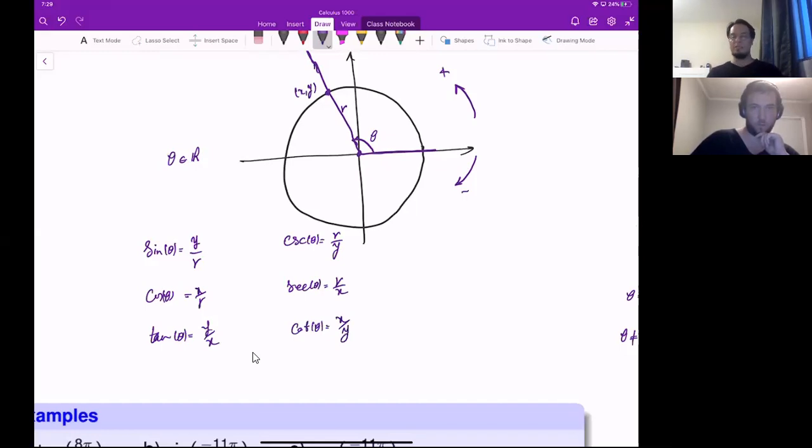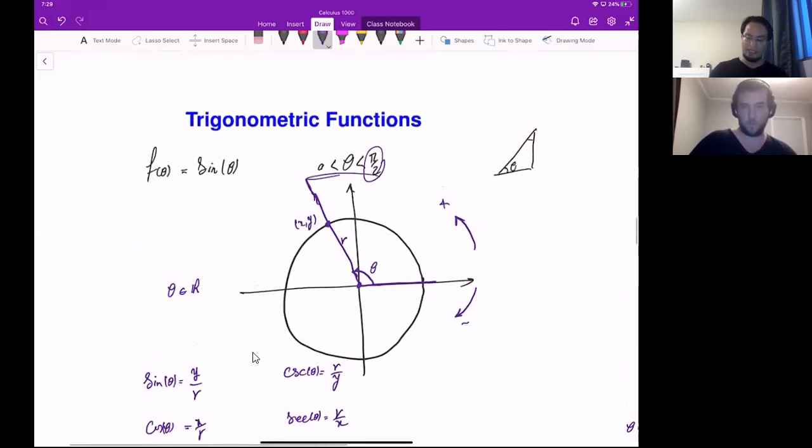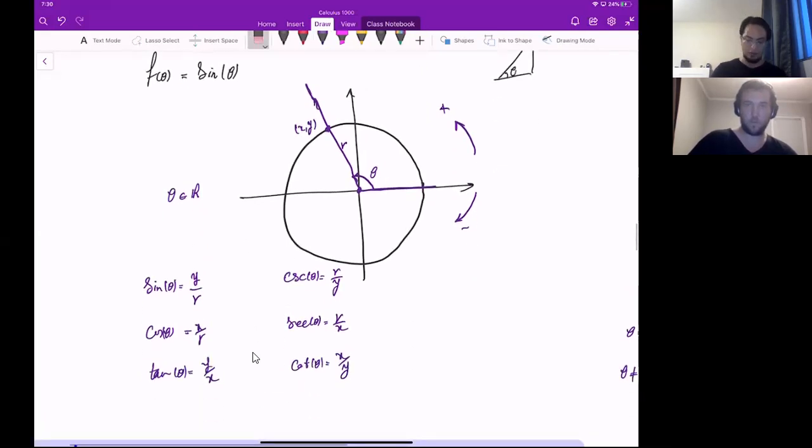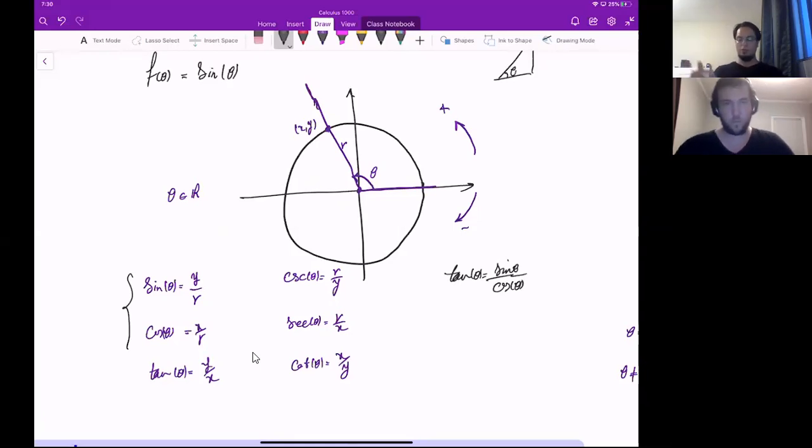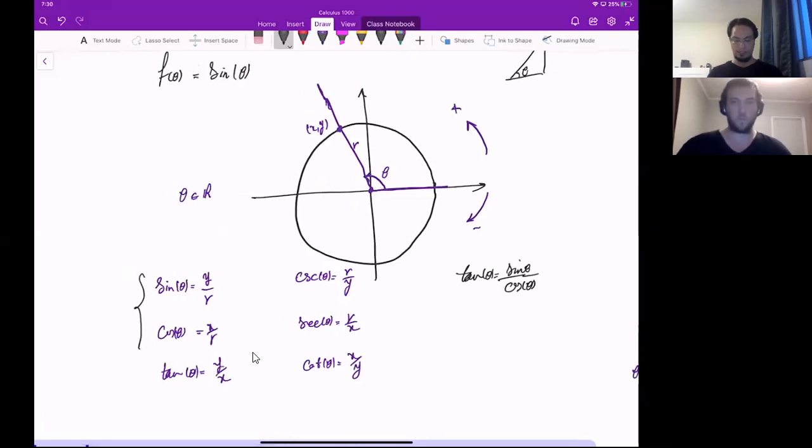So we define all these things for all thetas, and now we have functions not only defined for these thetas, but also defined for all real numbers, at least for sine and cosine. For tan, you have to be a little bit careful, because tan theta is sine theta over cosine theta, and cosine theta can be zero at some point. So when you're looking at the domains, you have to be a little bit careful.